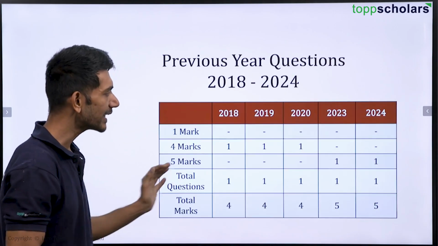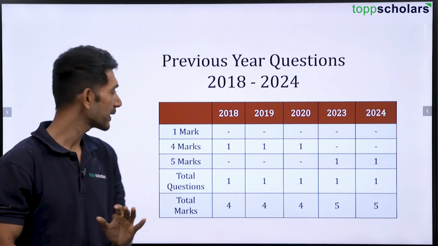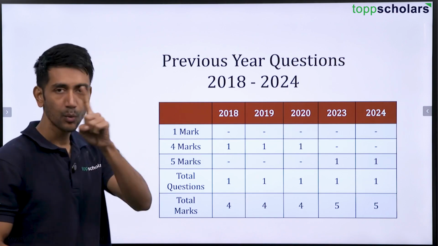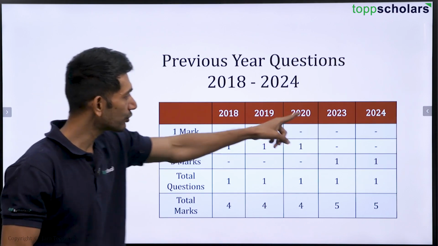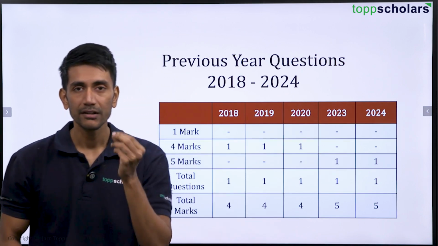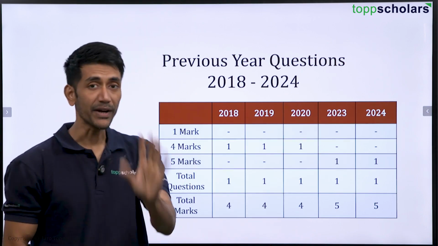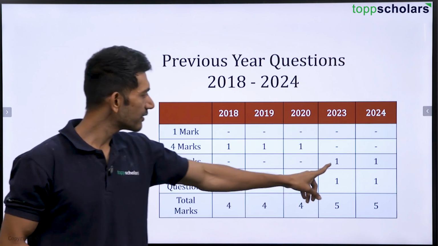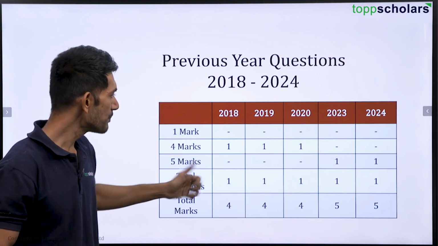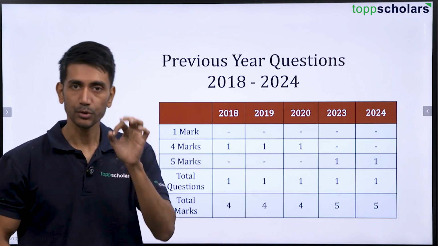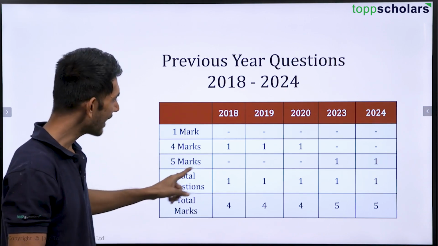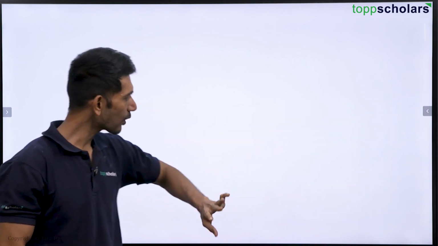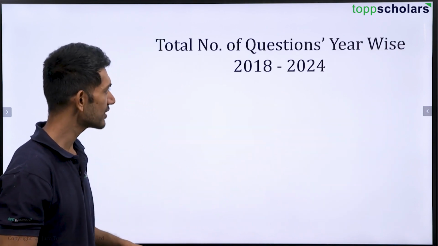Firstly, let us try to understand how many questions are generally asked from this particular chapter. If you see, one question for sure is asked from this chapter in 2023 and 2024. Such an easy chapter, a 5 marker straight away is asked. You can also expect a 4 marker. So either you will have a question of 4 marks or a question of 5 marks. We are going to deal with all the problems in this session.